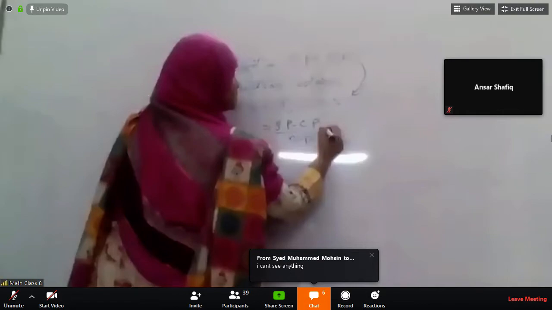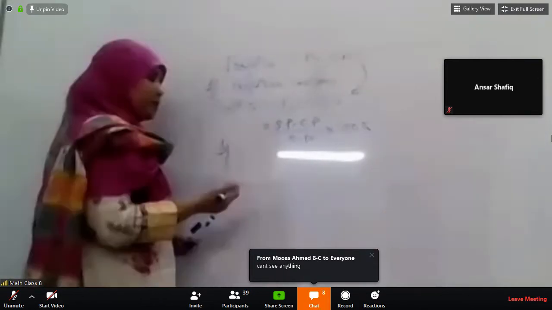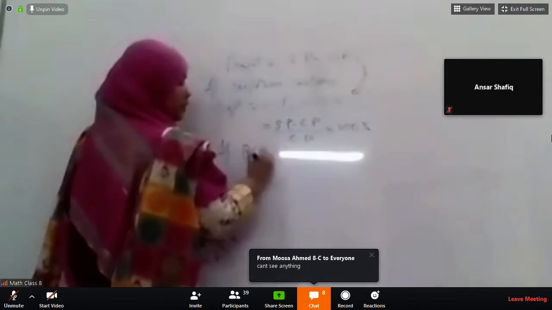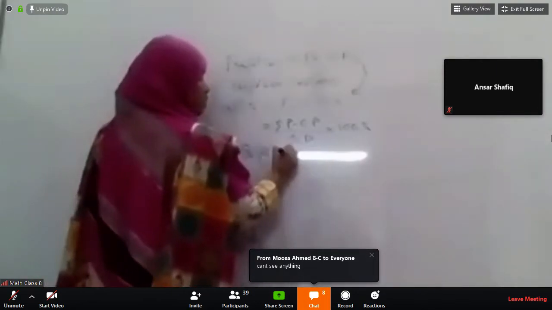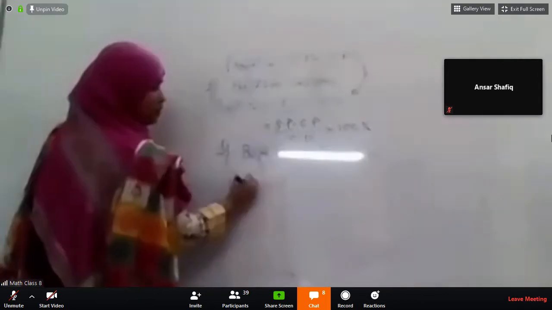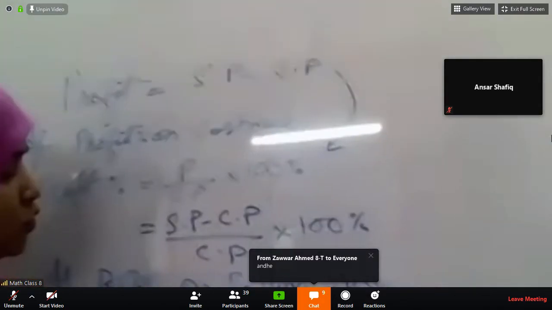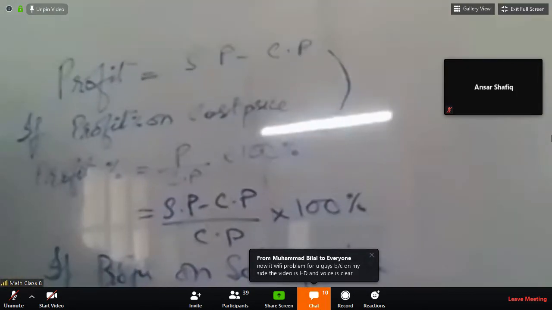But in some cases, the requirement is what? The profit will be calculated on selling price. So the formula will become profit percent equals profit upon selling price multiplied by 100%. It depends on the selling price.